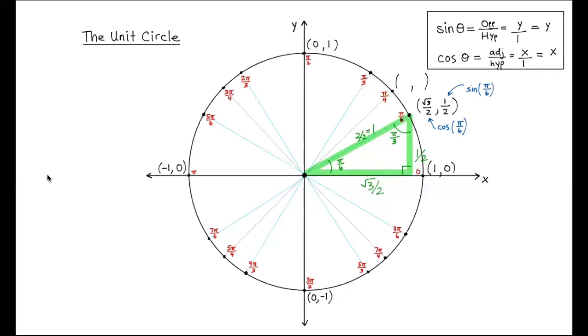For this one, we could draw our special triangle, or we could remember that the cosine of pi over 4 is root 2 over 2. That comes from that special triangle. And the sine is also root 2 over 2. And last but not least, the cosine of pi over 3 is 1 over 2, and the sine is root 3 over 2.